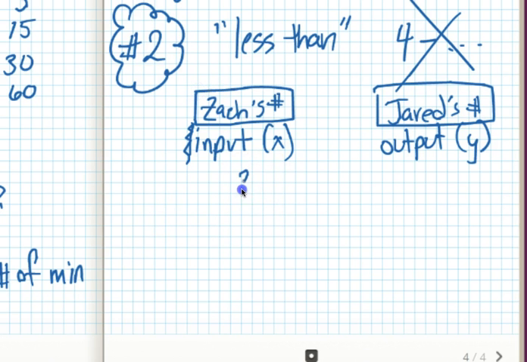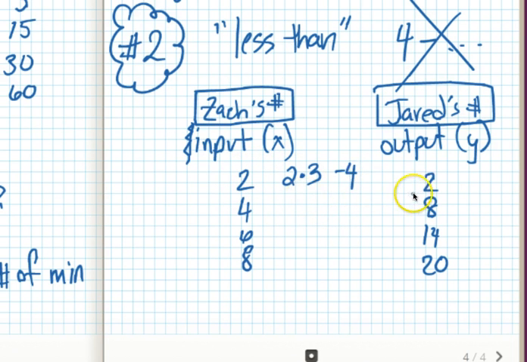Then when you fill out the table, you should have gotten these numbers. Let me just plop them down here. And if you didn't, let's go through it. Here, if Zach has 2 trophies, and I know that Jared has 4 less than 3 times the number of trophies that Zach has, I'm going to take 2, multiply it by 3, and then subtract 4. That's how I'm figuring out the number of trophies that Jared has. 2 times 3 is 6, 6 minus 4 is 2, voila.